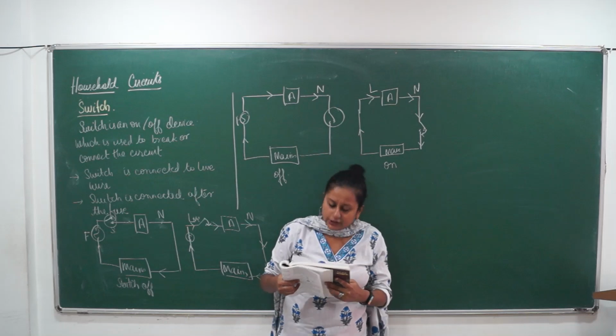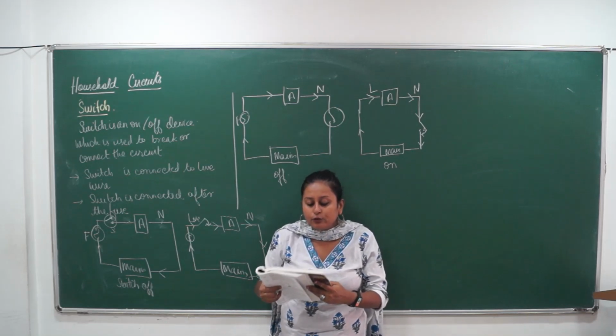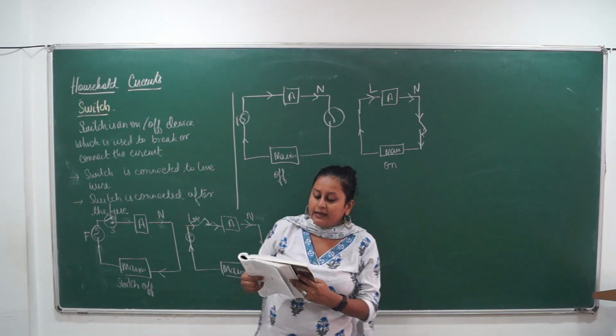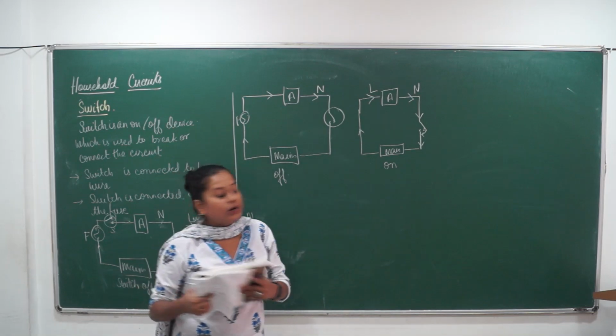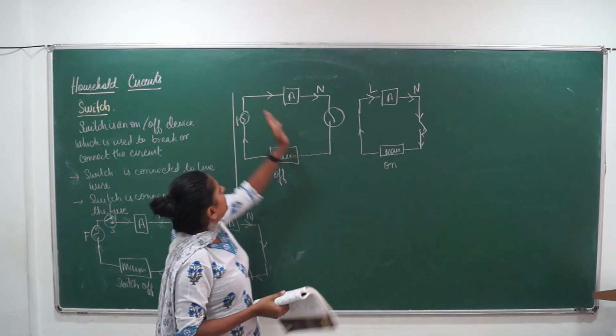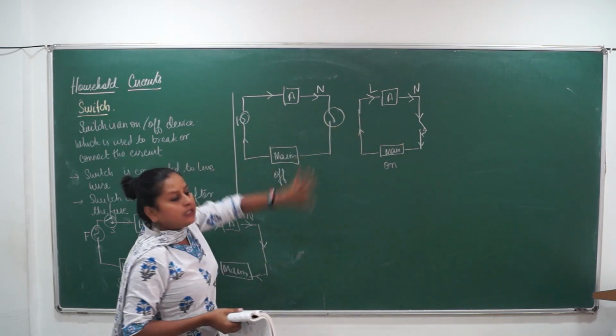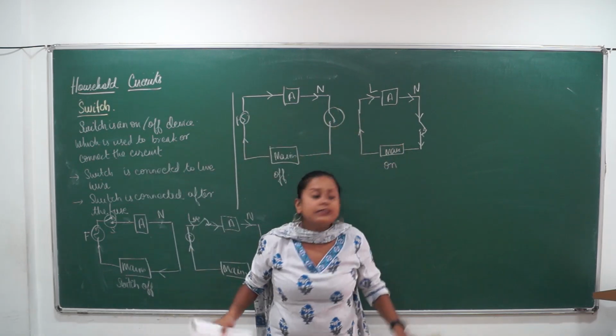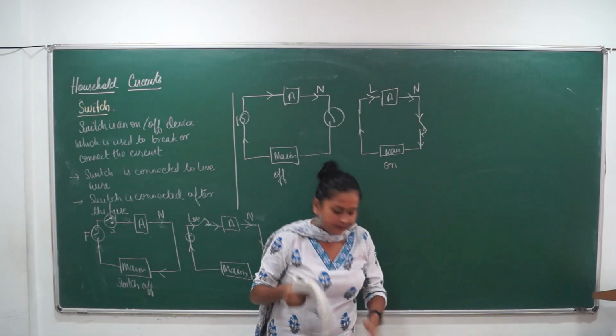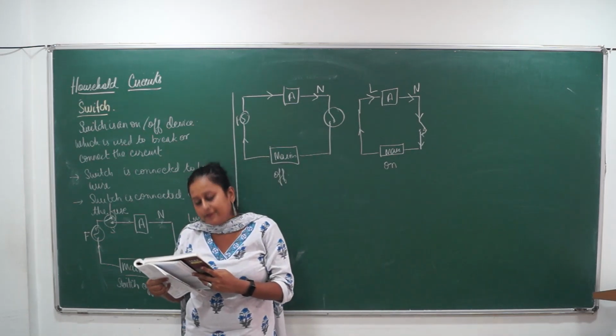In the on position, it allows current to flow in the bulb, and in its off position, no current passes through the bulb. Right? In its on position, it allows the current to flow through the bulb. In its off position, it does not allow any current. So as a switch, it is performing its duties. Yes. Thus the switch serves its purpose.